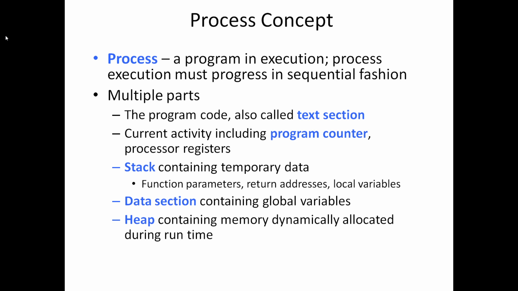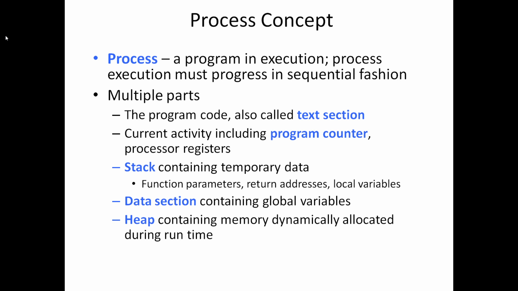In a process, there are different sections available. There are multiple parts. We have a program code. What code we are writing for the program is called the program code. That is also called a text section. Then we have a program counter. The program counter contains the address of the next instruction that is to be executed. Then we have a stack. It contains temporary data, like function parameters, return addresses and local variables. Then a data section. The data section normally contains the global variables. And a heap. The heap contains memory that is allocated dynamically during the runtime.